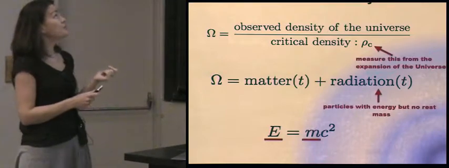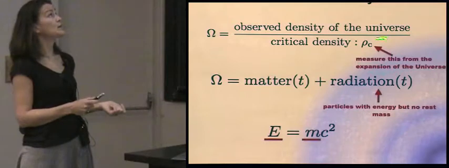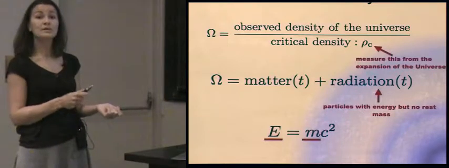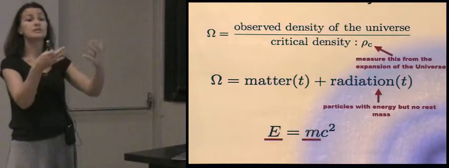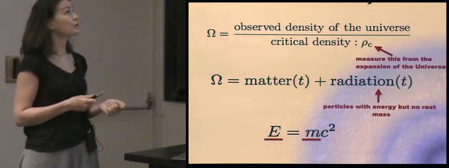So let me remind you from the previous slide, this omega is the observed density of the universe compared to a critical density. And these two are densities, so density over density gives you just a number. It's a dimensionless number, and that's where that number comes from in that pie chart.